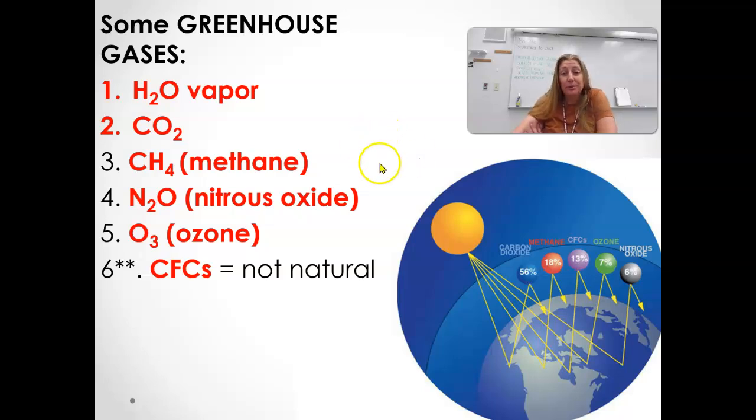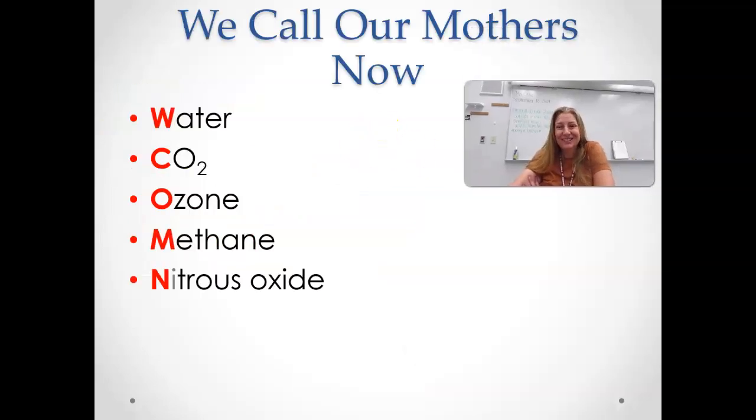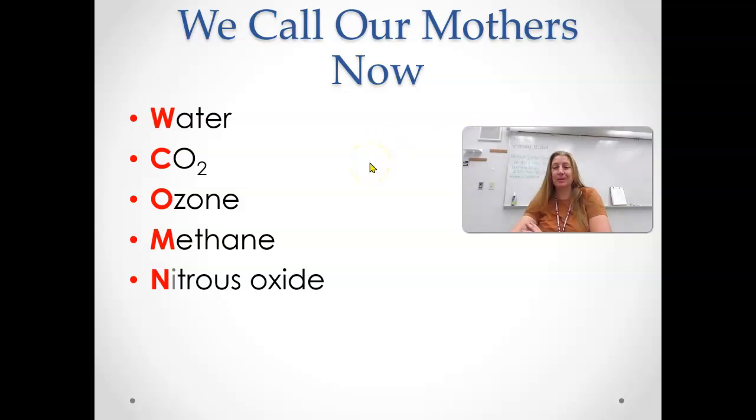A way to help you remember the greenhouse gases, I always like to come up with little ways to remember things. You can look at it this way. We call our mothers now. So we, W, water, so that would be water vapor, carbon dioxide, ozone, methane, nitrous oxide. Obviously, CFCs are not on this list, but again, this is just a way to try to help you remember things.